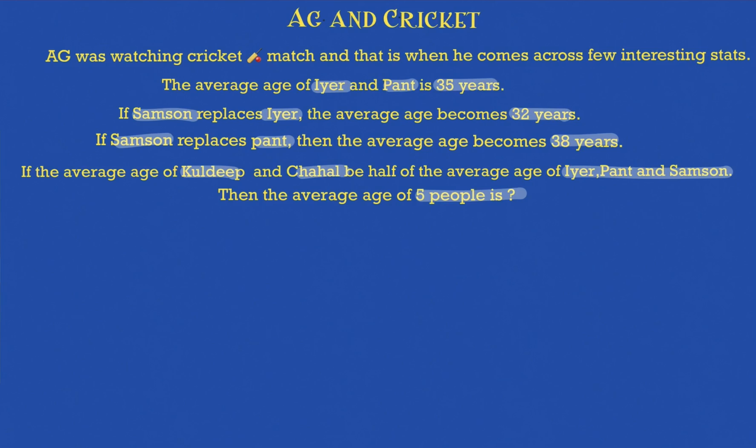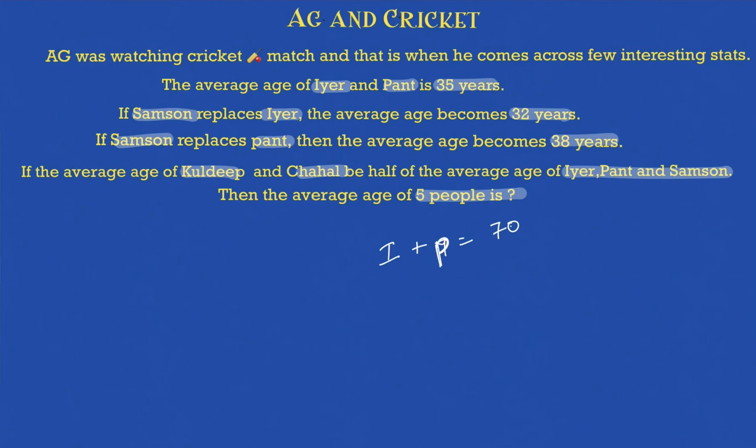So the average age of Iyer and Pant is 35 years. So the sum of the ages of Iyer and Pant will be equal to what? 70. Okay, we know that Iyer and Pant, so let's write a P here, correct? Iyer and Pant will be equal to 70 years.